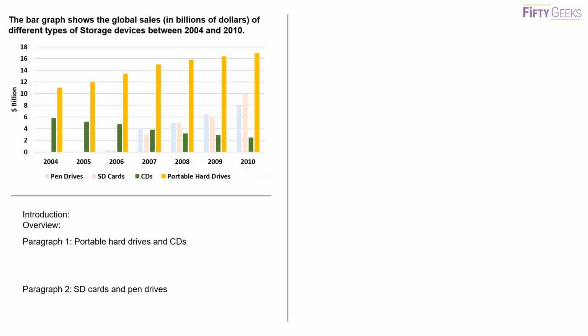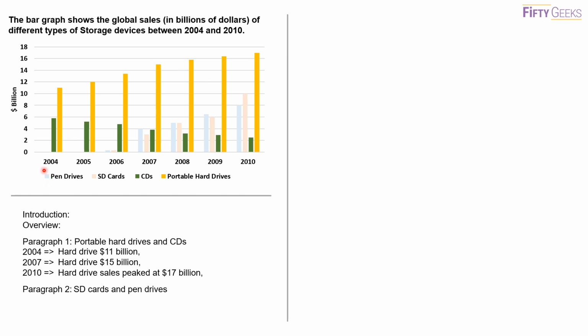In the chart, we can see that in 2004, portable hard drive sales were at $11 billion. In 2007, their sales increased to $15 billion. And in 2010, hard drive sales reached their peak at $17 billion. By considering this data, I can write, in 2004, portable hard drive sales were $11 billion. Then in 2007, sales of hard drives were $15 billion. And in 2010, hard drive sales peaked at $17 billion.